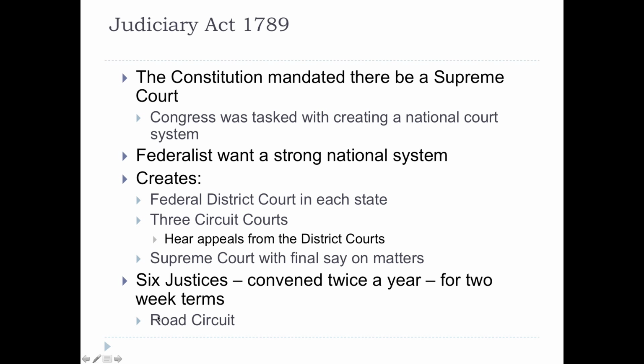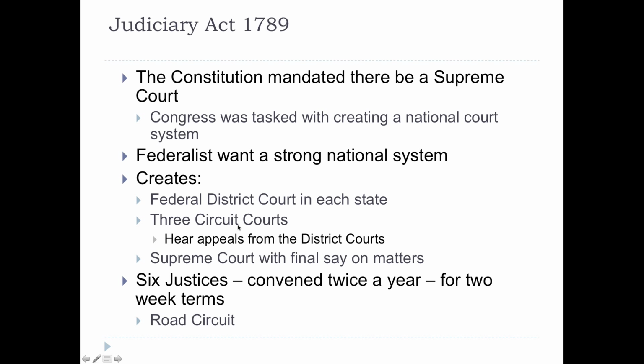I want you to look at this expression down here, riding circuit. This will eventually become a major, major issue later on when Thomas Jefferson is president, and we're going to go back to this idea. What it means is that these 6 judges who sat on the Supreme Court, since they only met for 2 weeks, twice a year, so 4 weeks out of a 52-week calendar year, would have to literally get on their horses and ride circuit. These 3 circuit courts. The same judges that hear cases at the Supreme level will also hear cases at the circuit level. So throughout the year, they're sitting circuit.